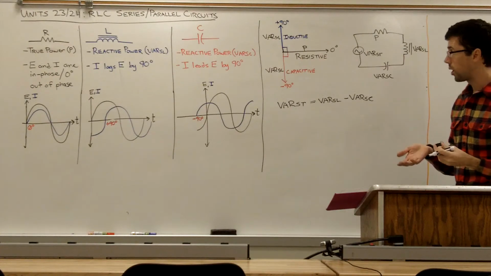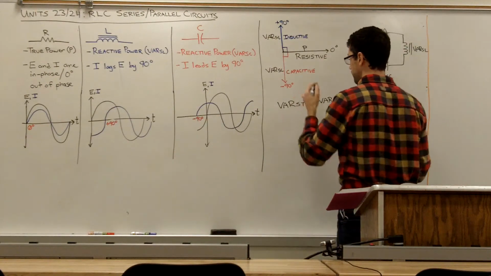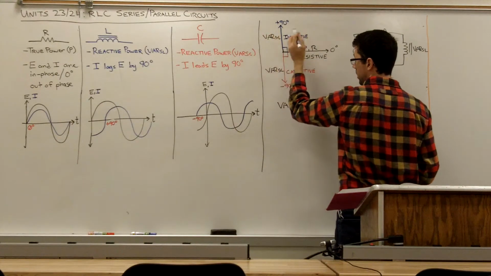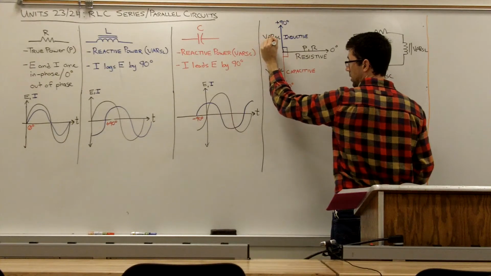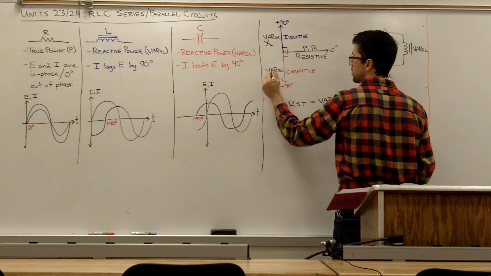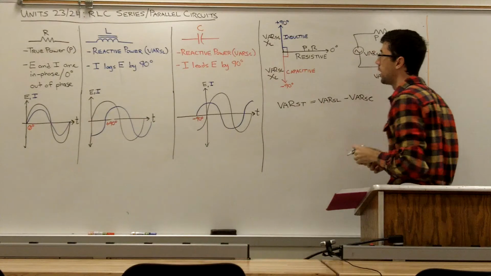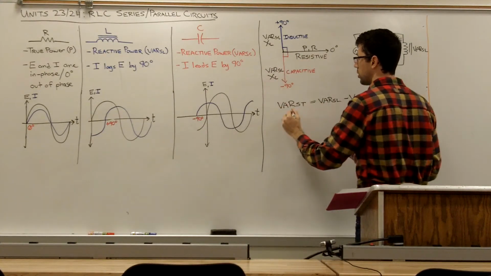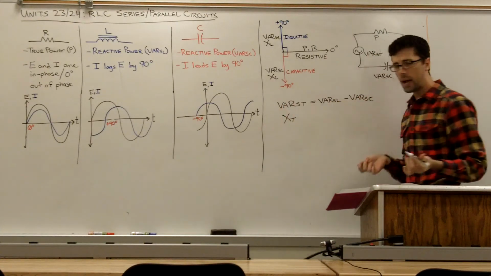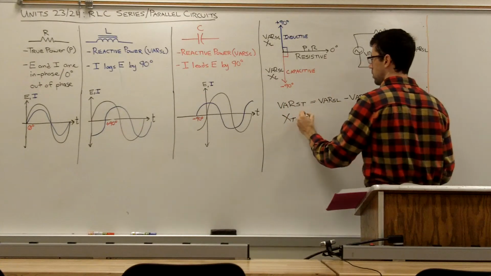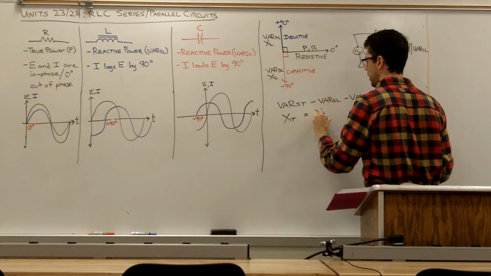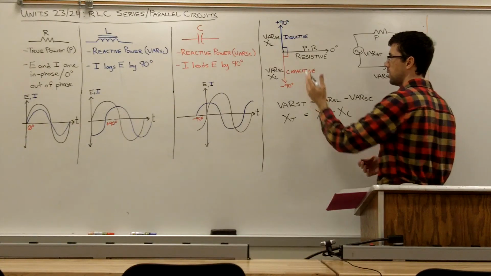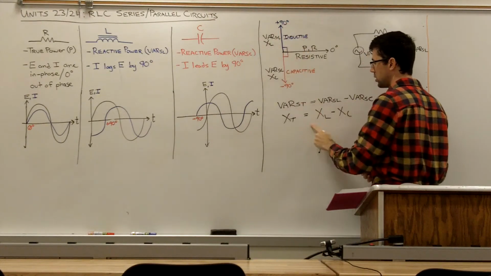The same thing is true for our impedance values, or our ohmic values. A resistor has resistance R, an inductive circuit has inductive reactance X sub L, and a capacitive circuit, or capacitor, has an ohmic value of capacitive reactance X sub C. So the total reactance of the circuit, X sub T, would be equal to X sub L minus X sub C.